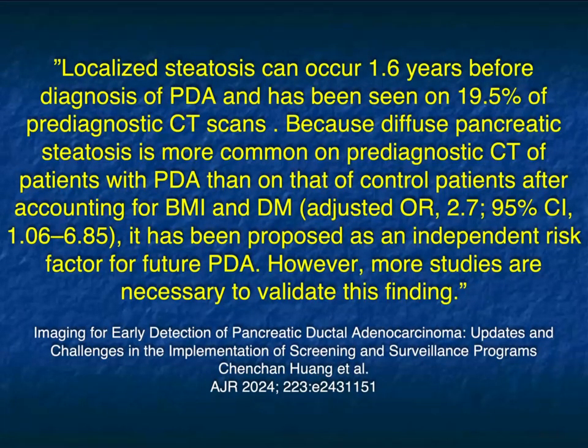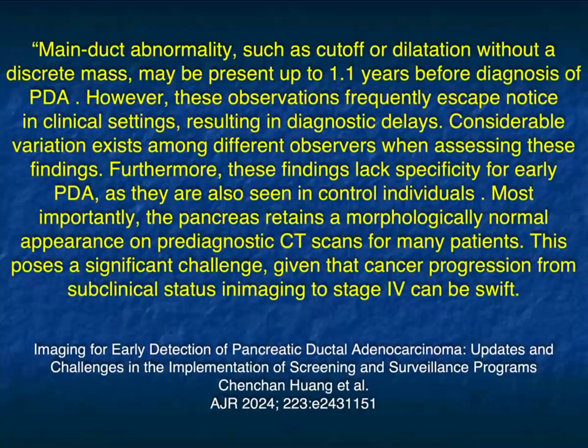We talk about signs. There was a good article from the Japanese group in AJR talking about localized steatosis occurring 1.6 years before diagnosis. We talk about focal atrophy. We talk about duct dilatation. So again, what about these subtle findings? Also, how often are they false positive? Are we going to be chasing a lot of people for no reason?